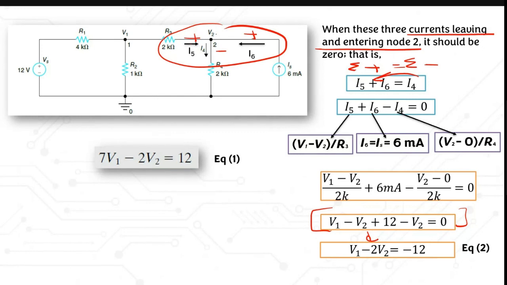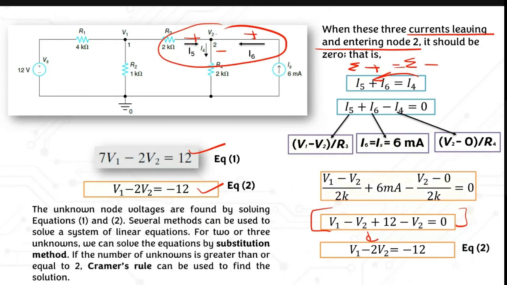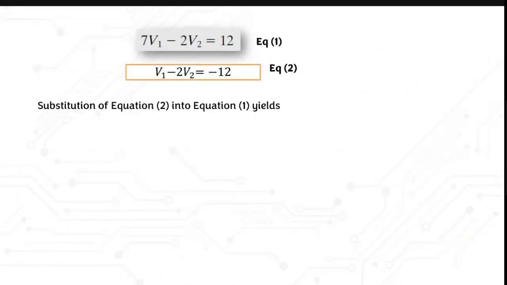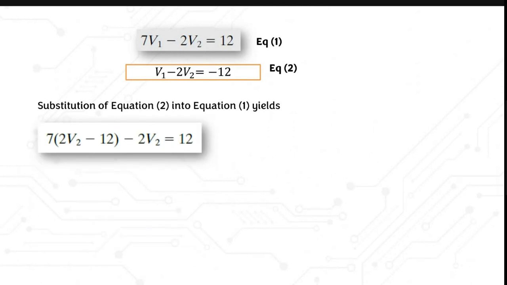So now you have two equations. You have this as equation 1 and this as your equation 2. As I said before, you can use the substitution method, the elimination method, or you can use Cramer's rule. But Cramer's rule is usually used if you have 3 equations. If you have these 2 equations, for this one we use the substitution method. So you just substitute with this one.